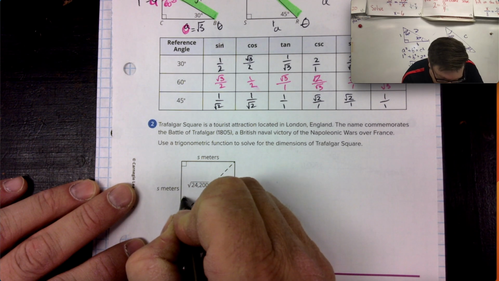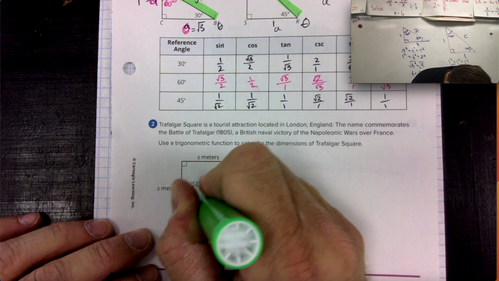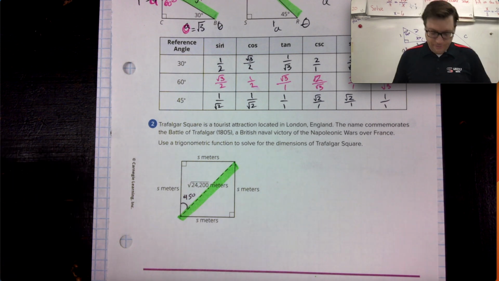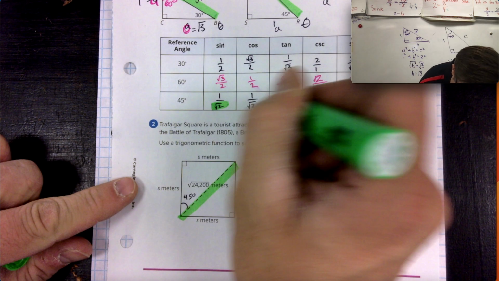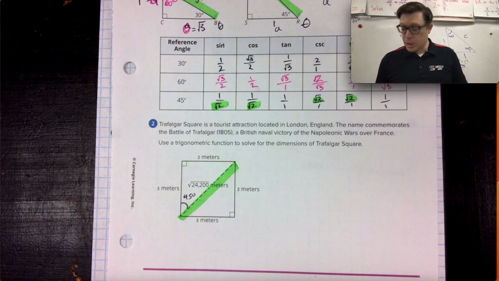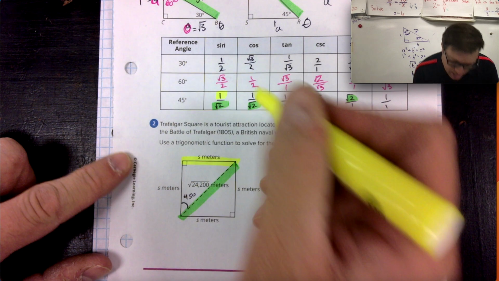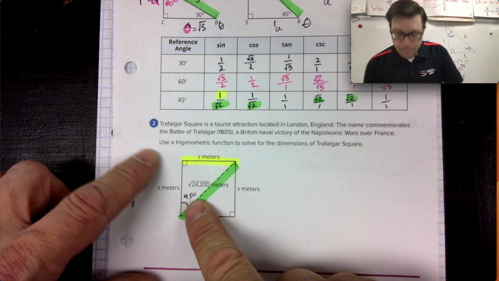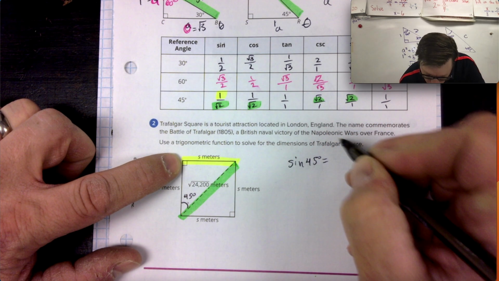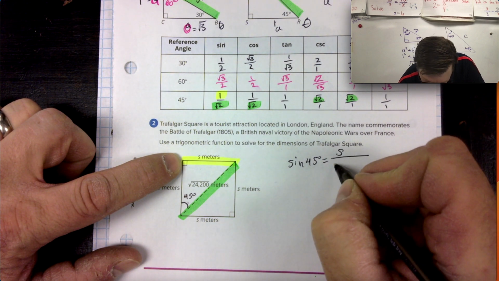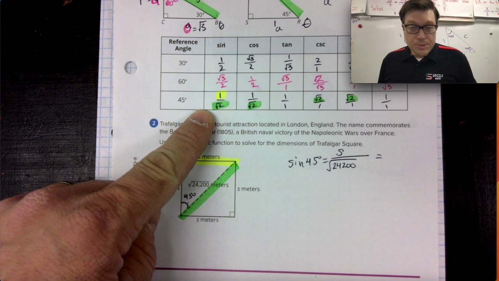So this is a 45-degree angle here because it's a square, and this line is the hypotenuse. One of the nice things that we have from this table is we have a ratio that uses the hypotenuse. If we need to know a side of the square, we could say S meters, and we could use sine. In this triangle, we have a 45-degree angle. So the sine of 45 degrees would be opposite over hypotenuse, S over the square root of 24,200. But we also know from the table up above that that equals 1 over the square root of 2.